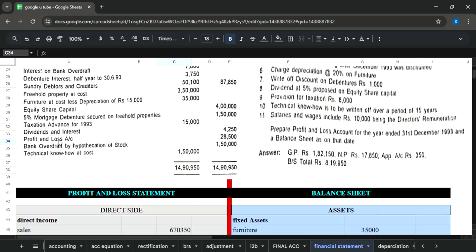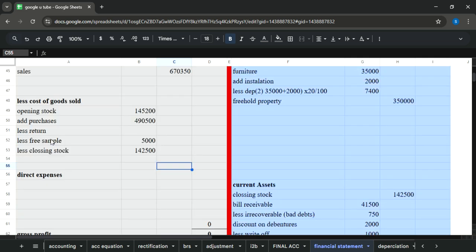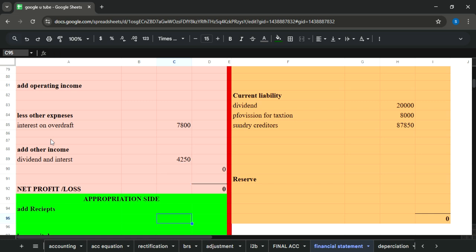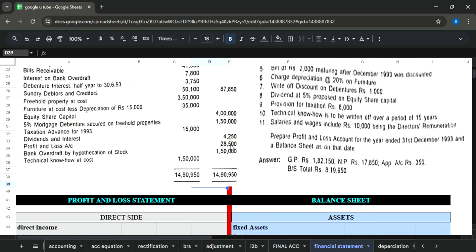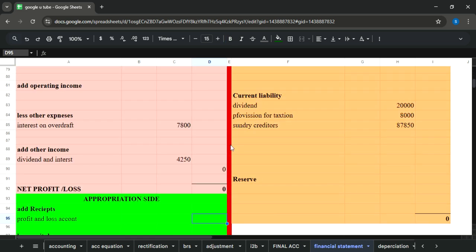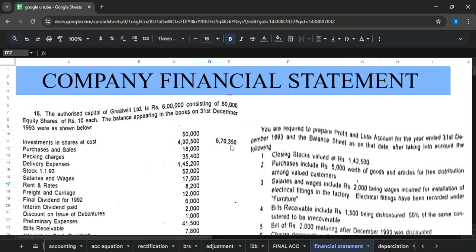Okay, after dividend we have the profit and loss account. So we'll go to the appropriation side, and here you will mention profit and loss account. Okay, over here this is your income. So let's see how much the amount of the profit and loss account is. That is 28,500. Write down on the appropriation credit side. Profit and loss account is cleared.